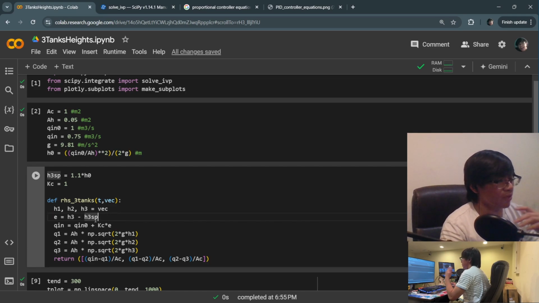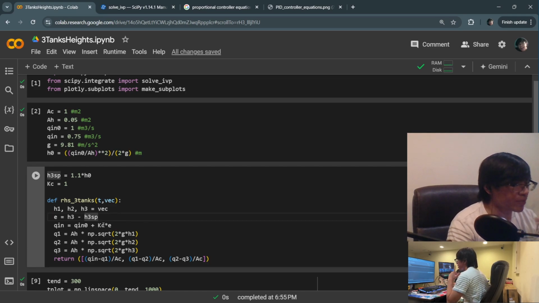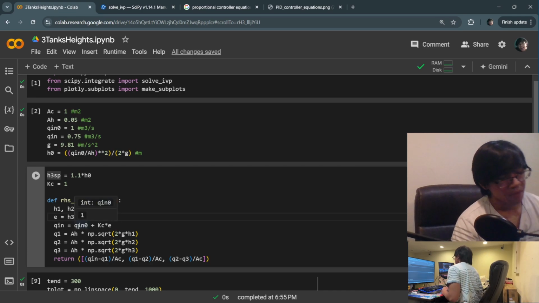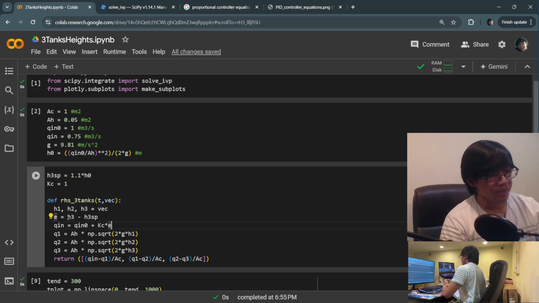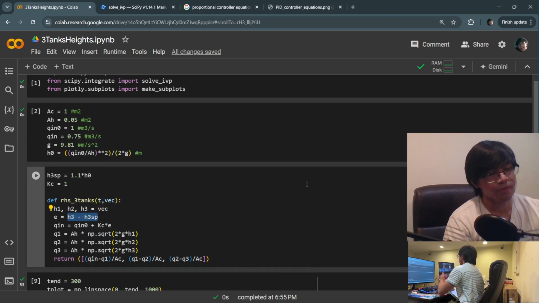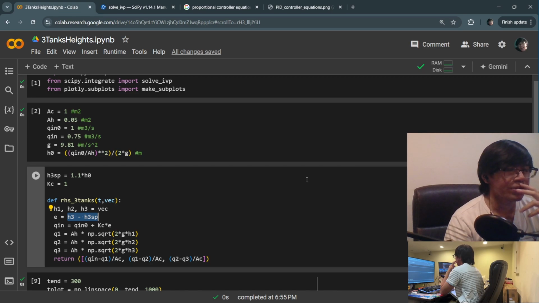But I'll go ahead and explain the reason for the set point difference here. So the reason why sign matters so much for the proportionality constant, think this through. Our error is the difference between our two heights. So we have the current height of the tank, and our set point. Our set point is currently 10% of our initial height.